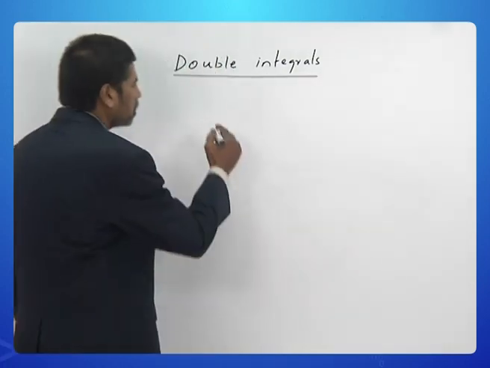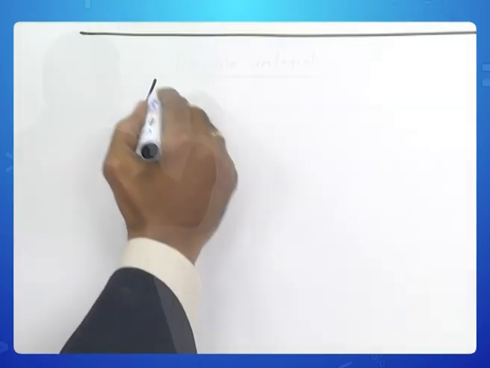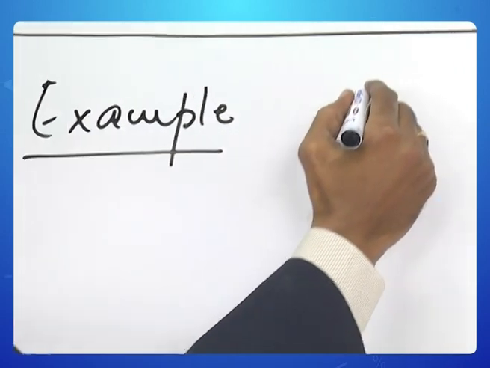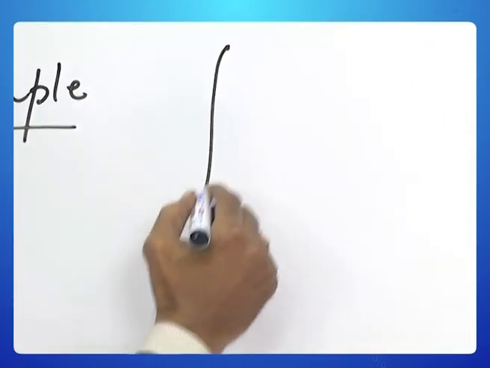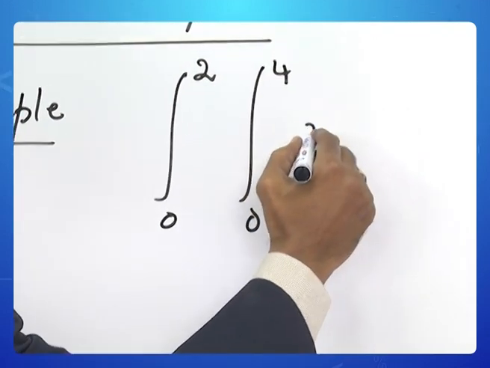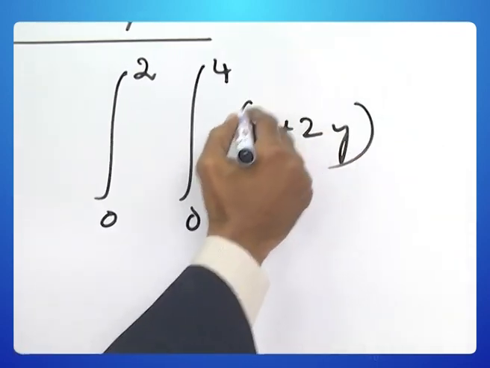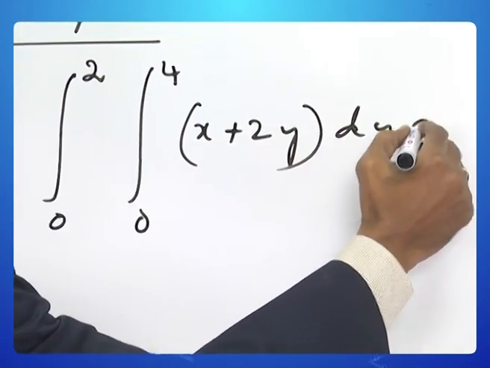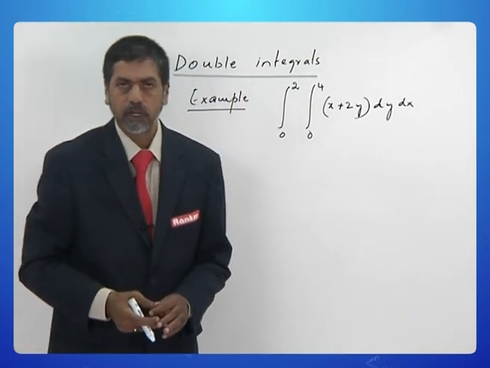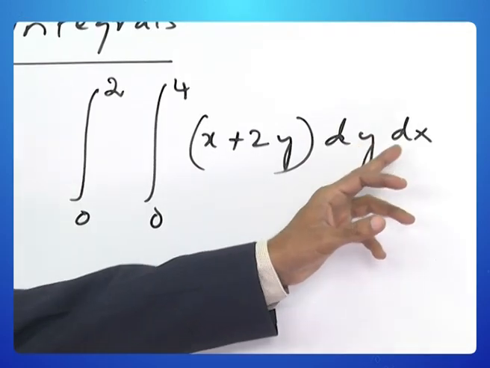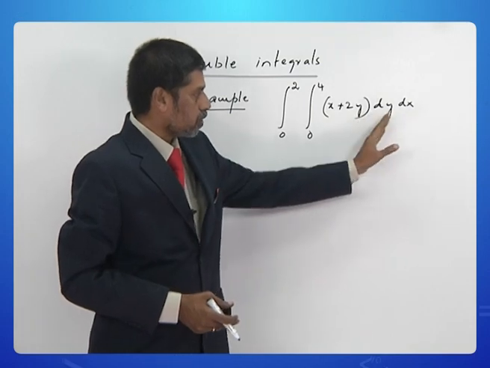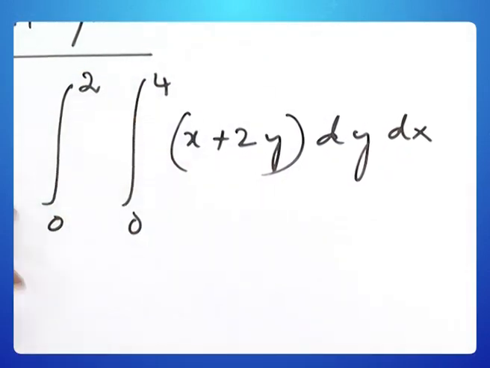Suppose we have to evaluate the integral 0 to 2, integral 0 to 4, x plus 2y dy dx. Now let us look at this problem. The order of integration specified here is dy first and then dx, but one must not be carried away by this order unless we have understood the limits of integration.